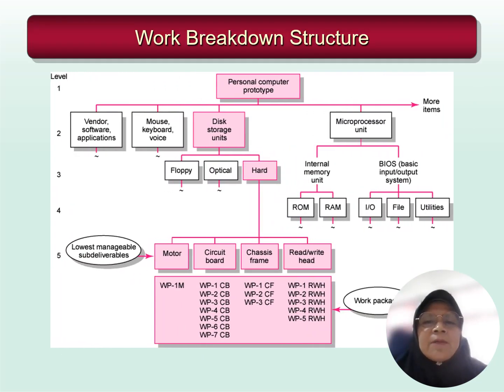Another example of WBS, here we have a group of personal computer prototype. In level 1, the project title. In level 2, we have deliverables: vendor, software applications, mouse, keyboard, voice, and so on. And then in level 3, we have systems under each of the first layer of the deliverables. And at the bottom here, we have the lowest manageable sub-deliverables.